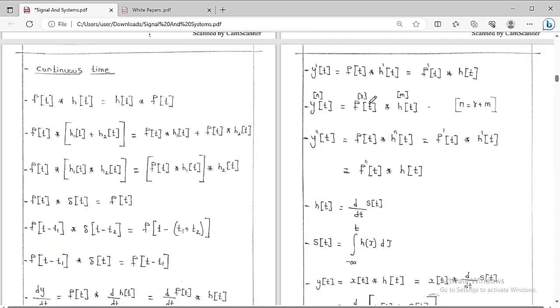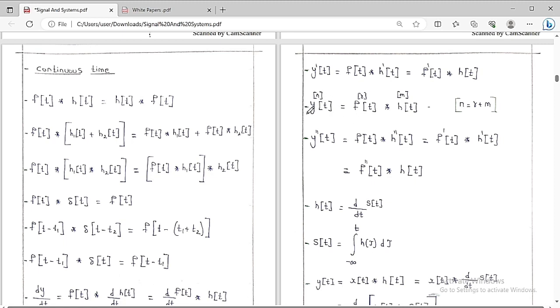Now we'll discuss some more points. I've already told you that y dash of t is equal to f(t) convolution h dash of t, or f dash of t convolution h(t). I've already told you this point so many times. This is a general expression regarding the derivative.